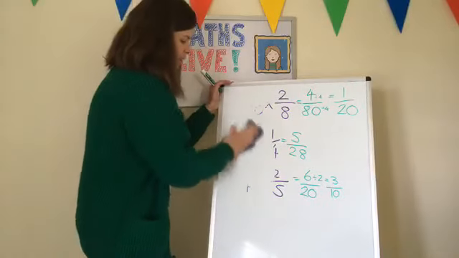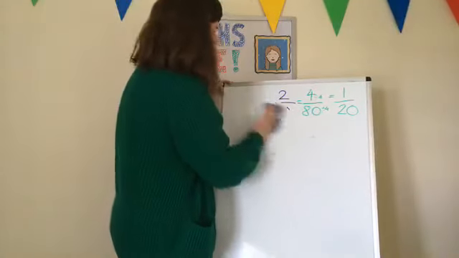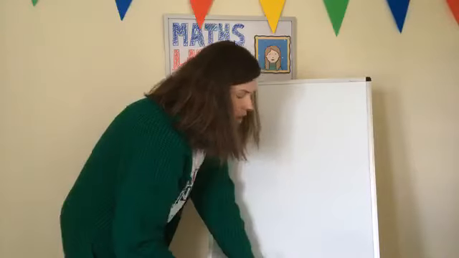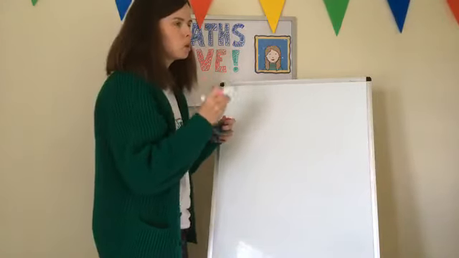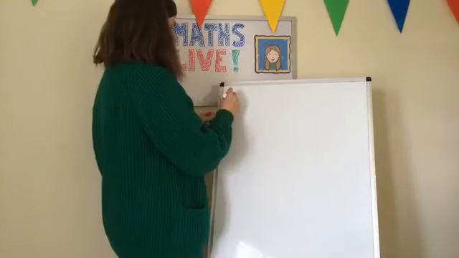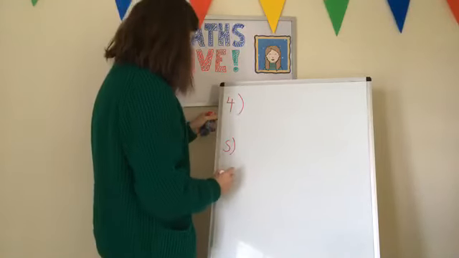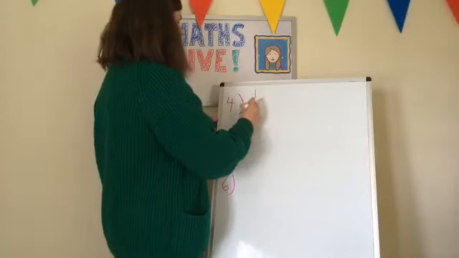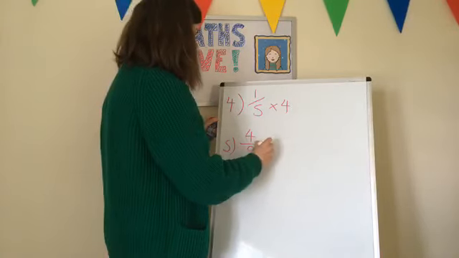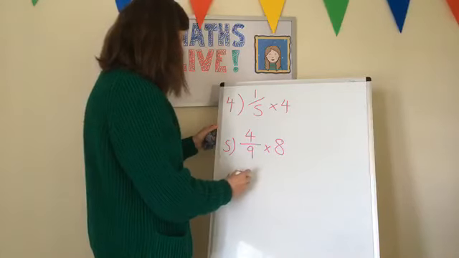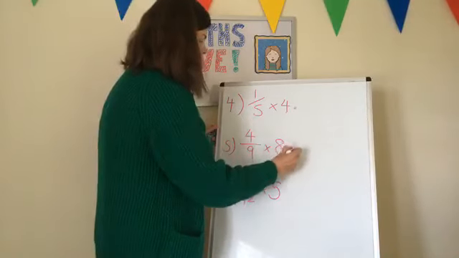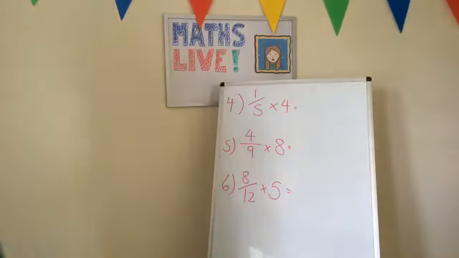Now then, questions 4, 5 and 6. This time we're going to multiply fractions by whole numbers. So remember, what do you do to the whole number so that it can be multiplied by the given fraction? So I've got 1/5 times 4, 4/9 times 8, and 8/12 times 5. So hopefully you know your times tables here. Give it a go. I'll give you a little bit longer with this one.